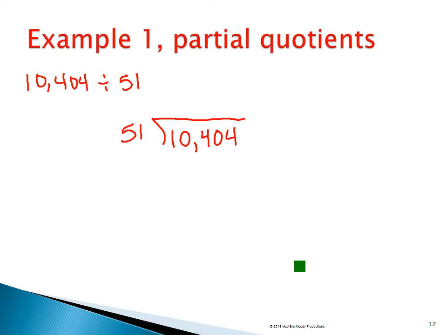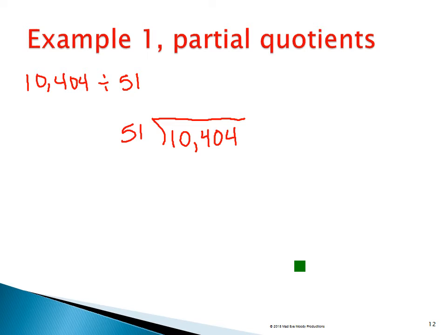So partial quotients works with mental math and knowing your times tables. So this is still division. It's still showing repeated subtraction. It's just chunking it together. So this is really like chunk division.